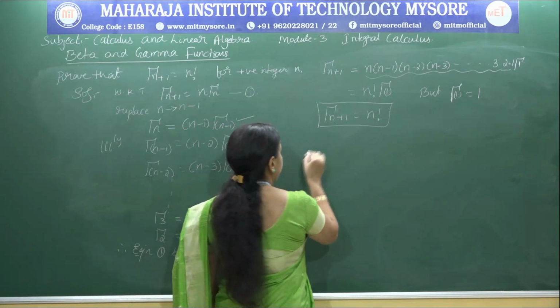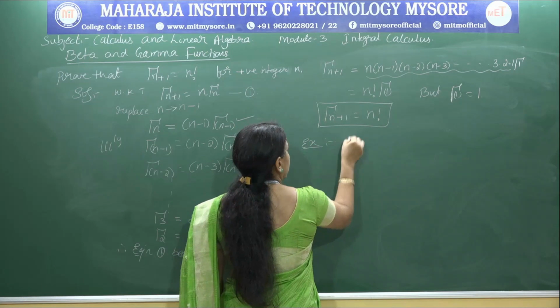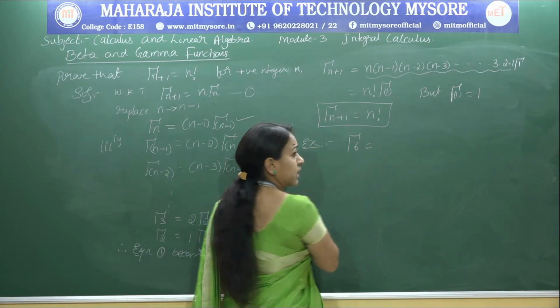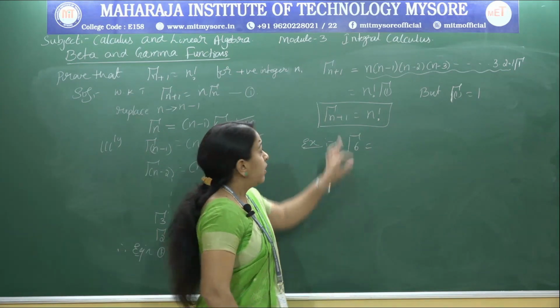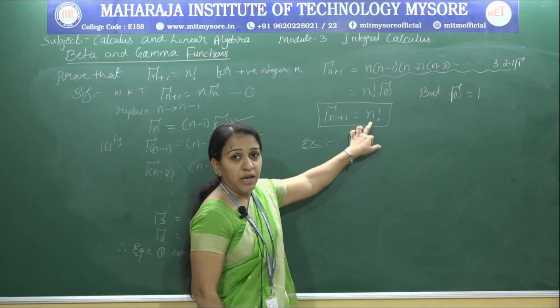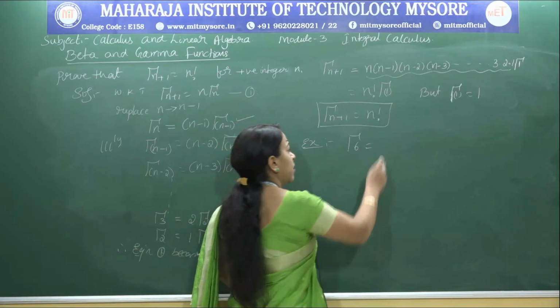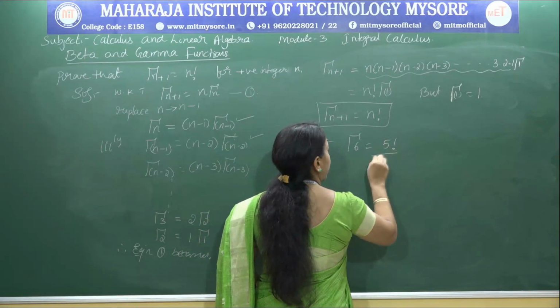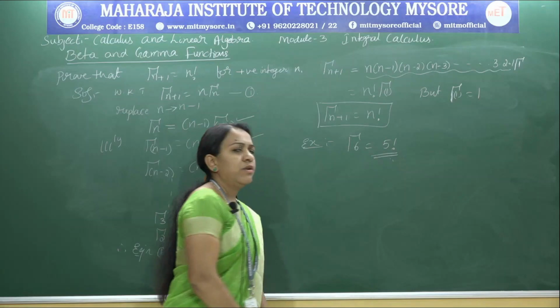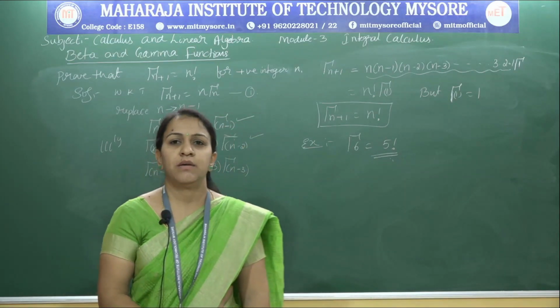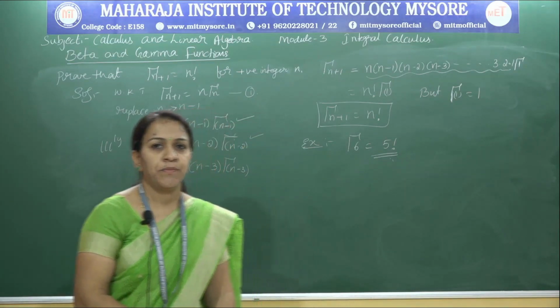So, whenever we have gamma 6, then it is nothing but n plus 1 with previous number n, right? Similarly, 6 previous number 5. So, I can write it as 5 factorial. So, whenever we have gamma 6, it is nothing but 5 factorial.